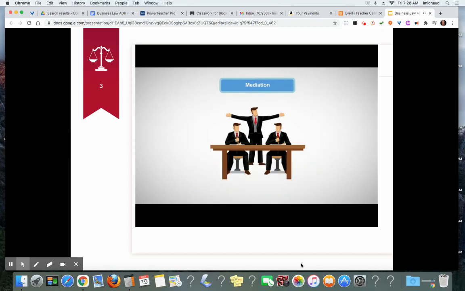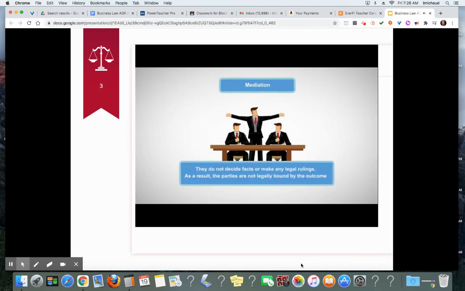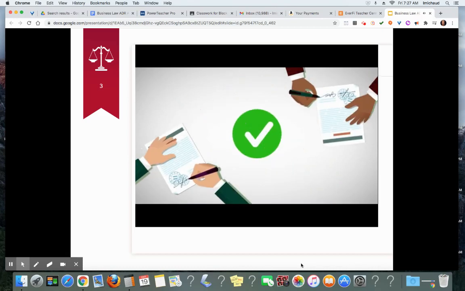The mediator is simply a facilitator, a conduit for negotiations. She does not decide facts or make any legal rulings. As a result, the parties are not legally bound by the outcome. Still, successful mediation usually concludes with the parties signing a settlement agreement, binding them to their agreed upon terms.